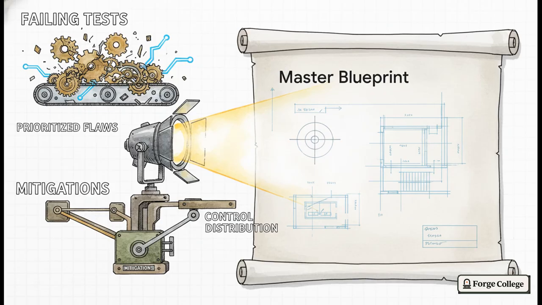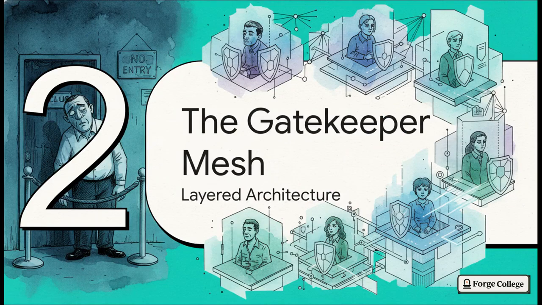You know, your failing test cases dictate exactly which call sequences need guards. Then, your prioritized flaws act like a massive spotlight, highlighting your high-risk integration points. And those candidate mitigations you brainstormed, well, they're going to guide whether you need centralized or distributed control across your smart contracts.